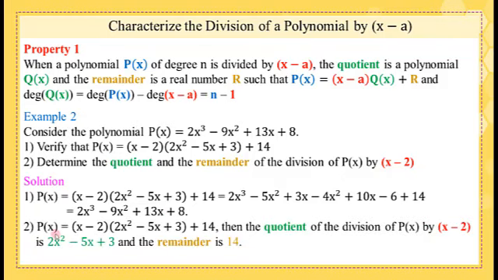Part 2, P of X is equal to parentheses x minus 2 into 2x squared minus 5x plus 3 plus 14. Then the quotient of the division of P of X by x minus 2 is 2x squared minus 5x plus 3, and the remainder is 14.